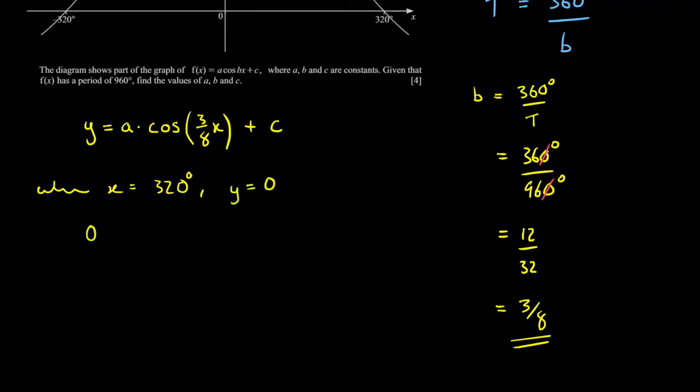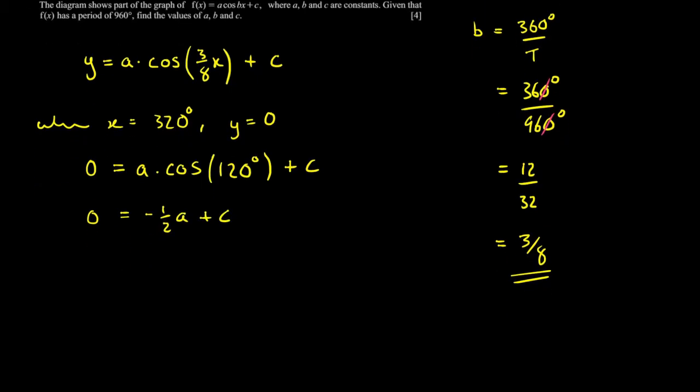That's the x-intercept. So therefore 0 is equal to A times cos. Okay, well, what's 3/8 of 320? An eighth of 320 is going to be 40 degrees, and then 40 degrees times 3 is going to be 120. So we're going to have cos of 120 degrees plus c. And cos of 120 degrees is going to be -1/2, if you stick that into a calculator. So you're going to get 0 is equal to -1/2 A plus C, or if we prefer, we could say that 0 is equal to -A plus 2C. Just multiply through by 2.